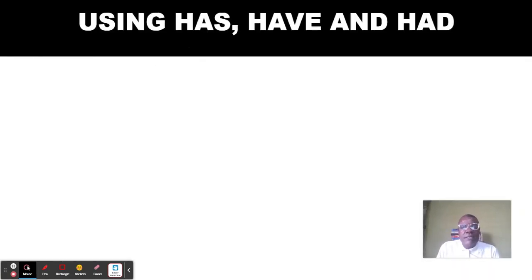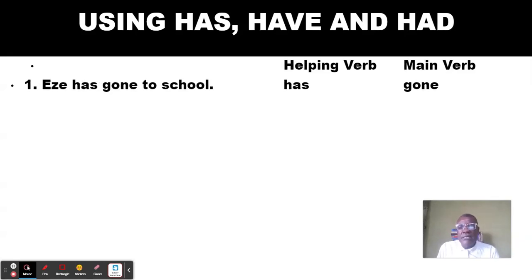Now, the third type of helping verbs has, have, and had. Let's see how we can use them in English sentences. Eze has gone to school. The helping verb is has and the main verb is gone. When we combine has and gone, we form the verb phrase.